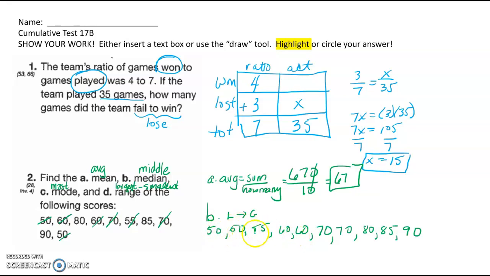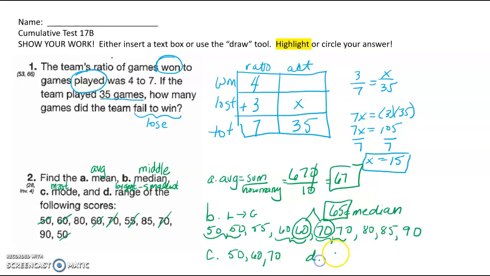Let's see, 1, 2, 3, 4, 5. 1, 2, 3, 4, 5. And so we're going to average these two numbers, and we get 65 as our median. Okay. C is the most, and what you'll find is we've got two 50s, we have two 60s, and we have two 70s. So it's going to be 50, 60, and 70. Most of you got this correct. And then D is 90 minus 50, the largest minus the smallest, which is 40.